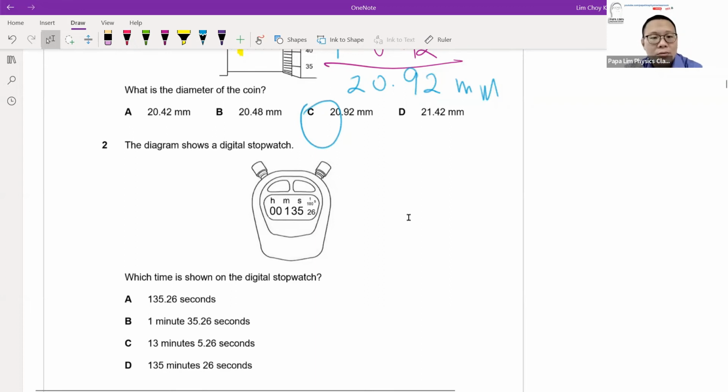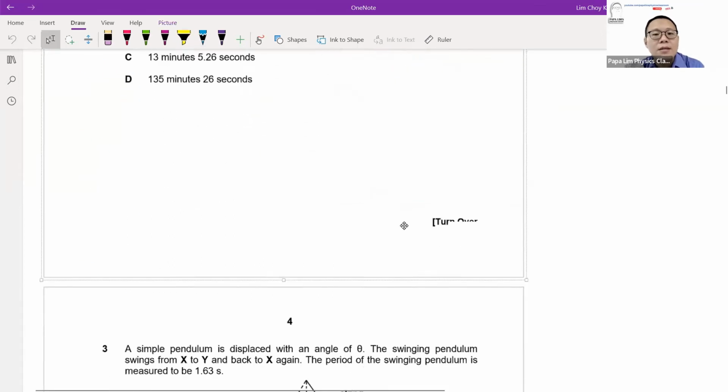Okay, so take a look at the reading here. The first reading here is 1 minute, then followed by 35 minutes and 35.26 seconds. So you will just read as what you see. Okay, so it will be question 2B, based on the reading.